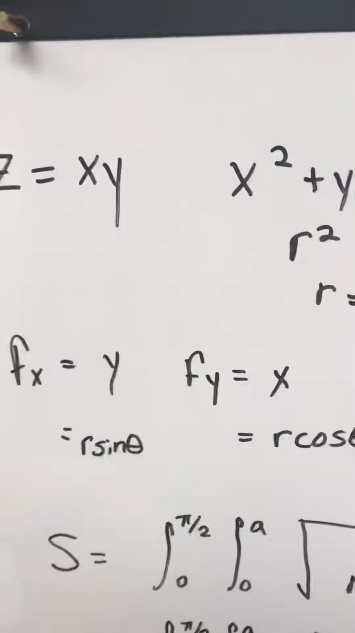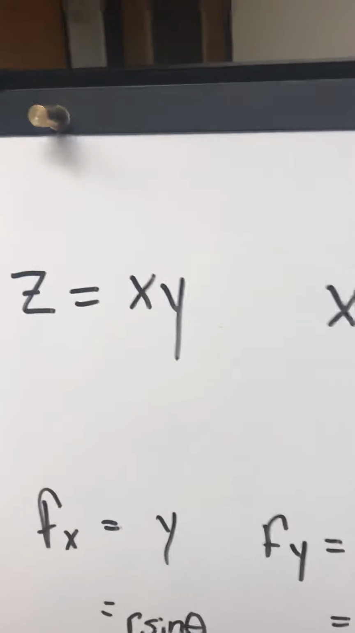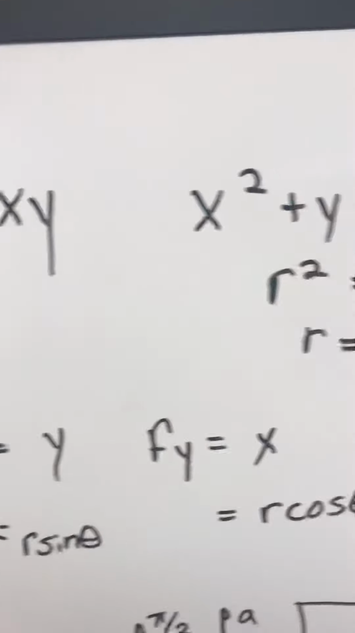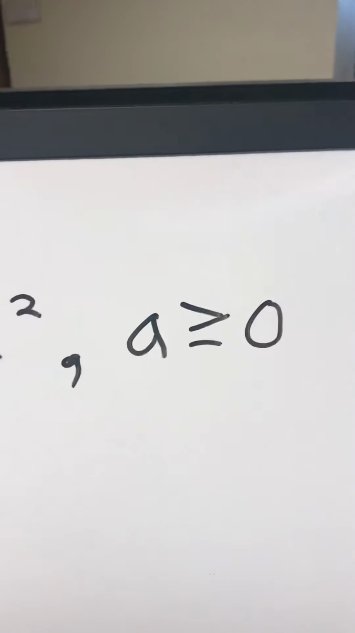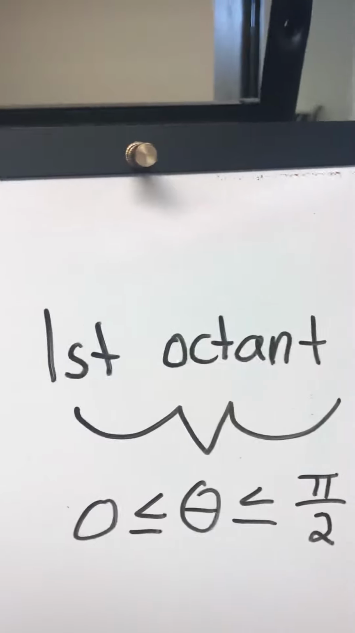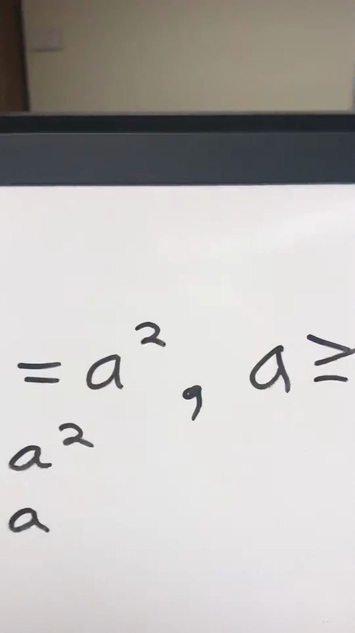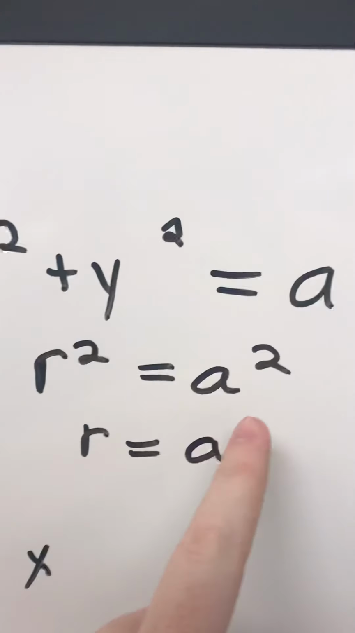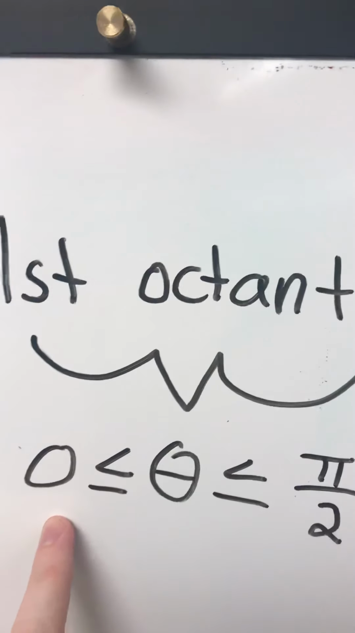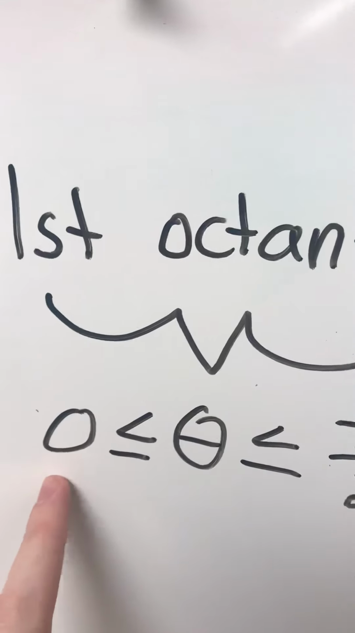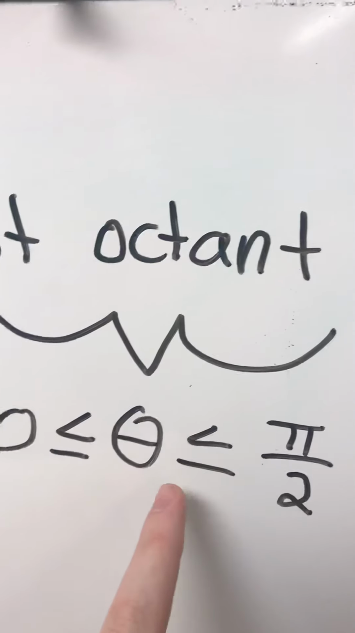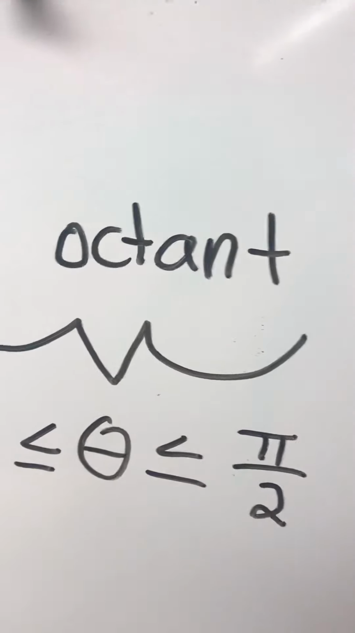Now coming over here to our other problem for 14.5, we have the function z equals xy, with x squared plus y squared equaling a squared, with a greater than or equal to 0, and we want it in our first octant. So first we're going to do some housekeeping. R squared equals a squared, r equals a. And since we're in the first octant, we only want a quarter of what we would normally get. So we're going to have 0 less than or equal to theta less than or equal to pi over 2.